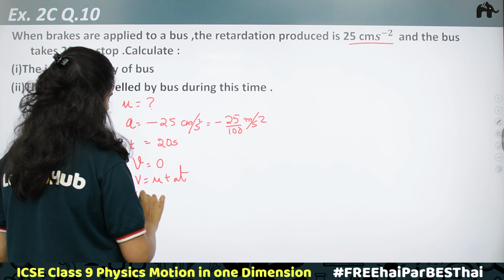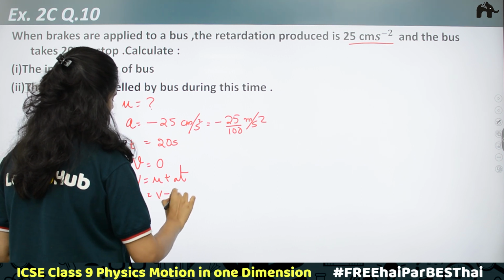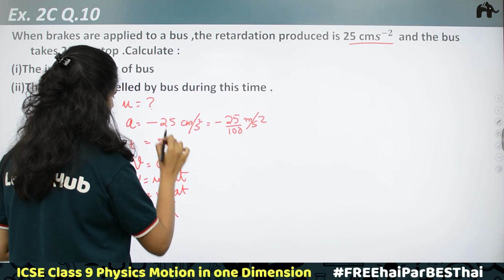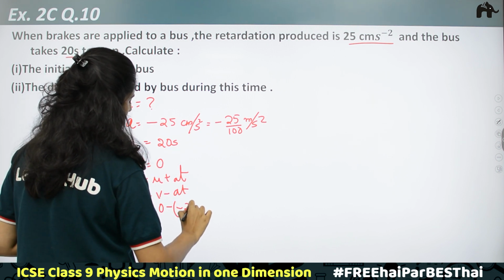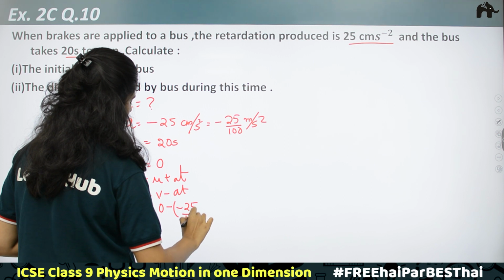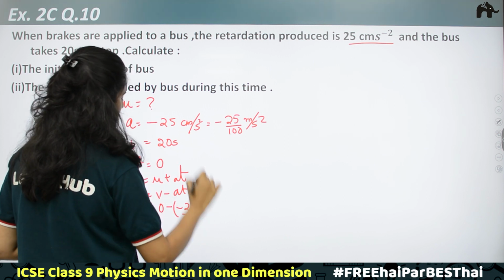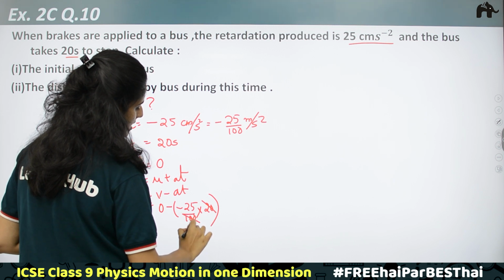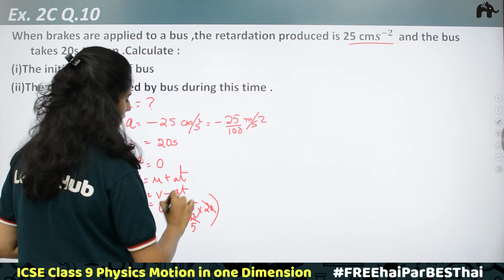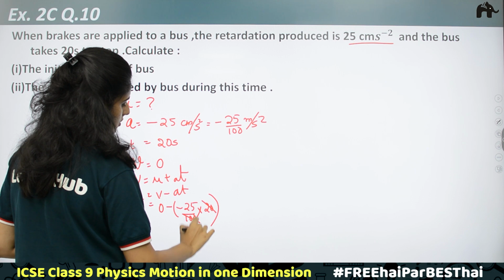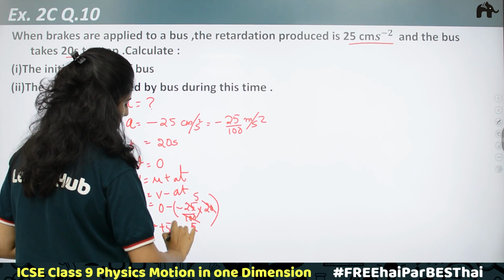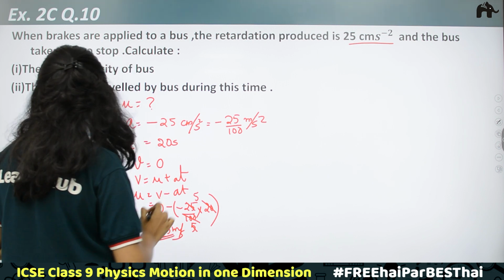So U will be equal to V minus AT. That is 0 minus acceleration, minus 25 divided by 100, into time, which is 20. 20 and 100 cancel, you get 5. So this is minus of minus 5, which is plus 5. Plus 5 meter per second is the initial velocity.